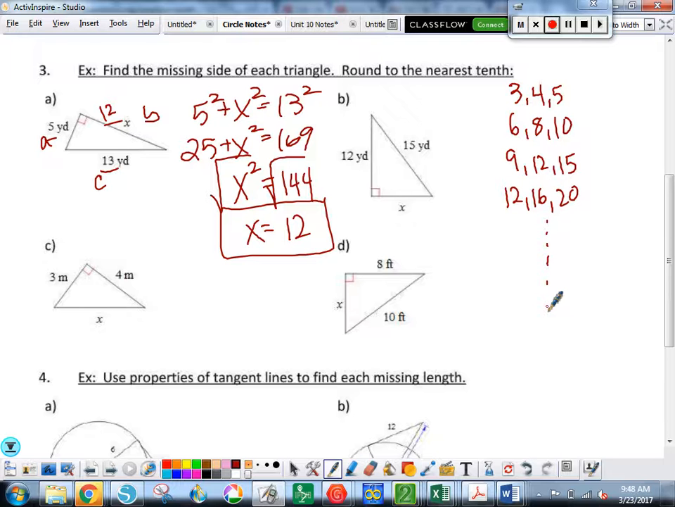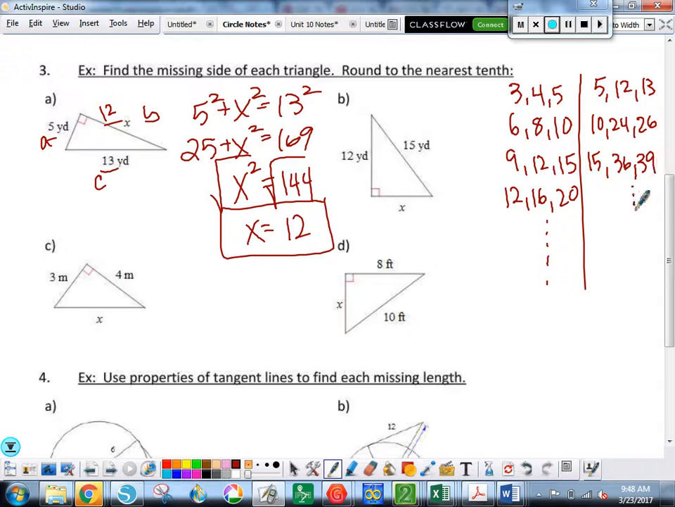Now, we just found another Pythagorean triple, right? 5, 12, 13, also the sides of a right triangle, which means 10, 24, 26 would be one. 15, 36, 39 would be one, and so on down. Is that okay? There are infinitely many Pythagorean triples, but we're going to use our triples really quick to see if we can find the last side.